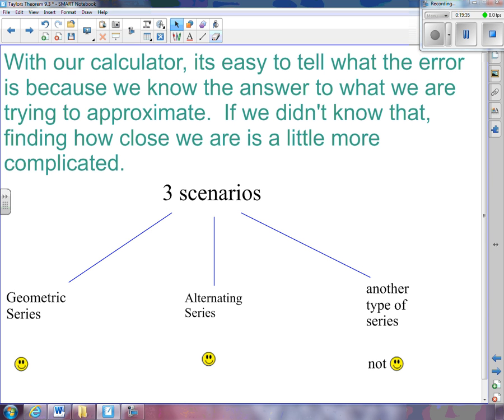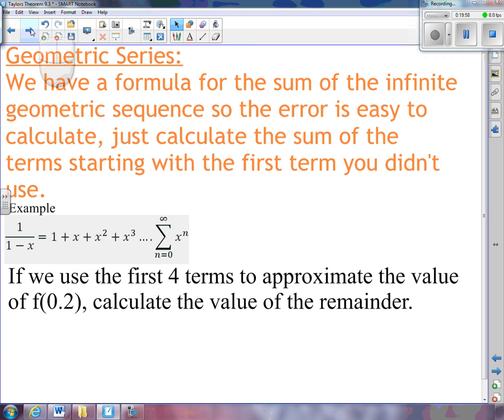So these are the three ways to figure out how close you are. The first way is if it's a geometric series. If it's a geometric series, it's painfully easy. If it's an alternating series, it's also painfully easy. If it's any other type of series, it's not. There's no such thing as painfully easy. So, we're going to learn these two today, and we're going to learn that one tomorrow on our half day. Okay. So, geometric series.